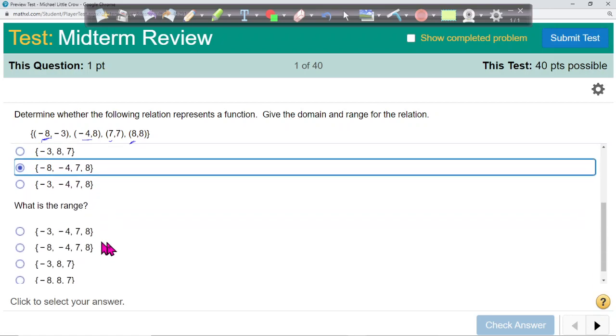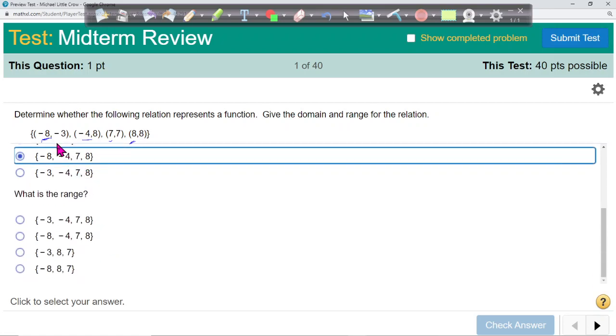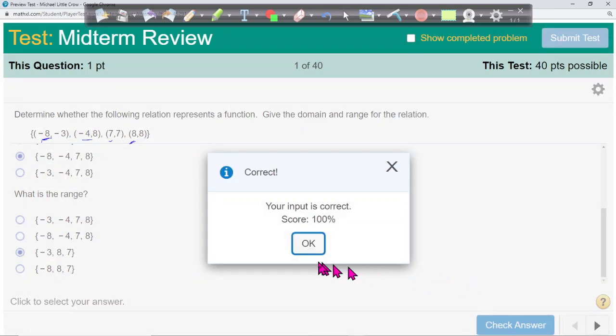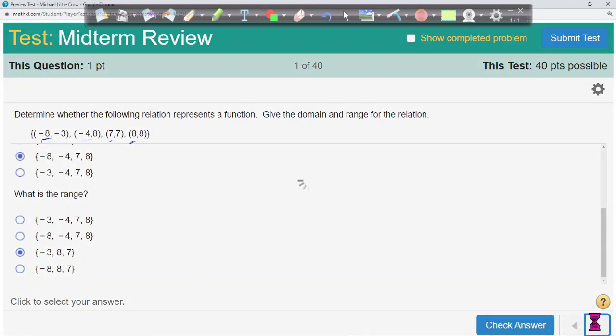The range is going to be the listing of the y values, -3, 8, 7, and we don't have to list the 8 a second time. So -3, 8, and 7. There we go. So just the y values. On to the next.